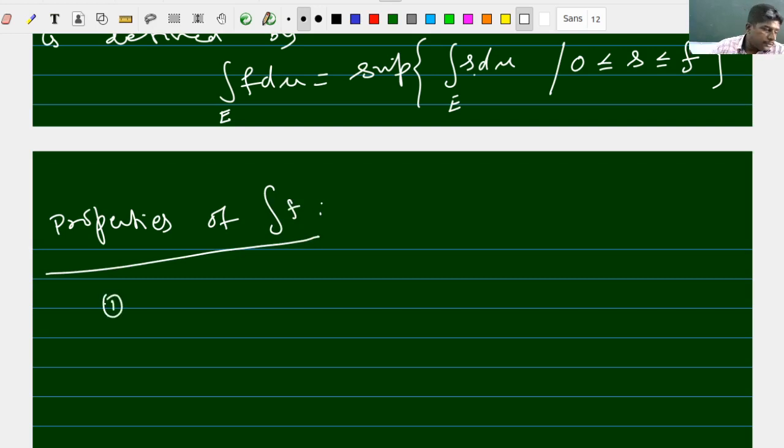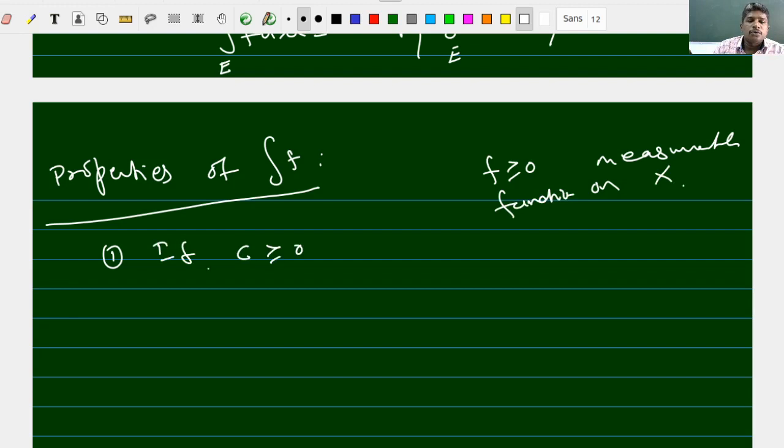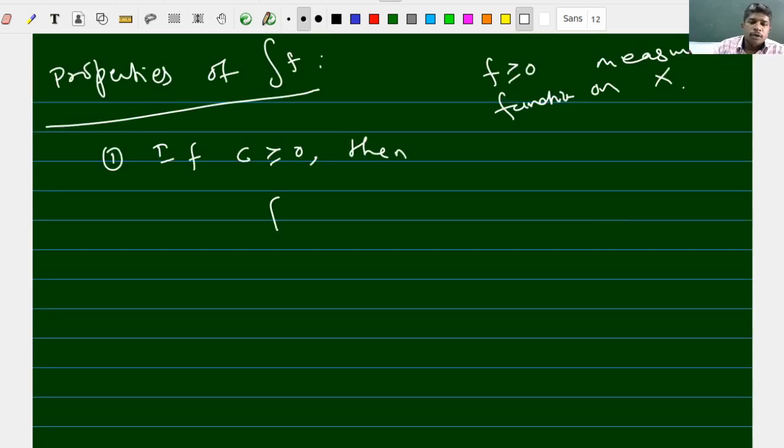The first property: assume that f is a non-negative measurable function on X. If c is greater than or equal to 0, then we know that a constant multiple of a measurable function is measurable. Now we are going to compare the integral of cf and the integral of f. This will be c times the integral over X of f d mu.